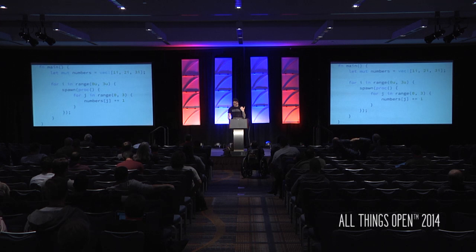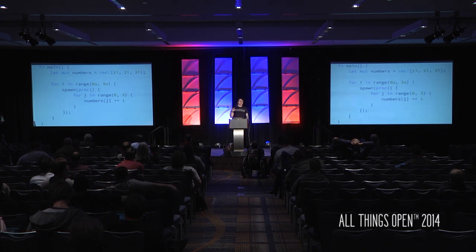Okay, so for i in range. Rust does not have a C-style for loop. It uses iterators for everything, and I will talk more about that later, but basically this is an iterator, and it goes from 0 to 3. Spawn is a function where you give it a closure, and it spins up a new thread and runs that code in the closure, basically. And proc is a thing that makes a closure. That is also eventually changing, but it's fine. It will be basically the same thing. You just won't write proc.